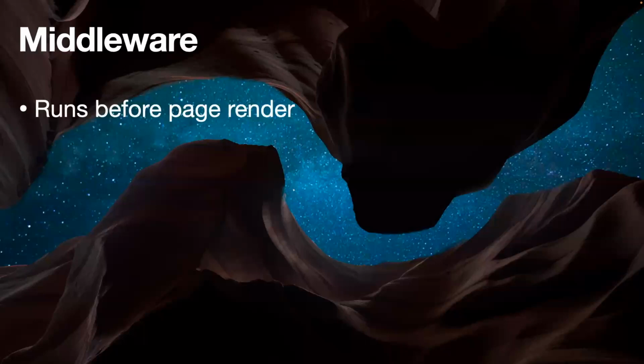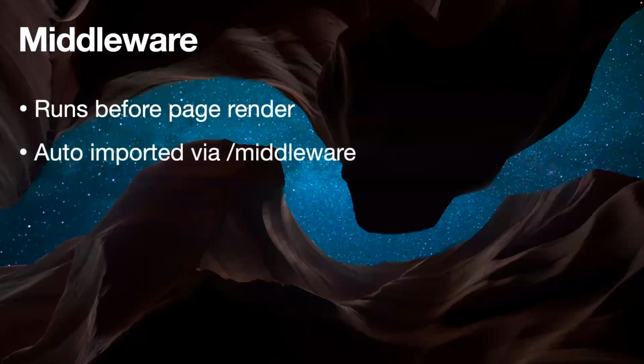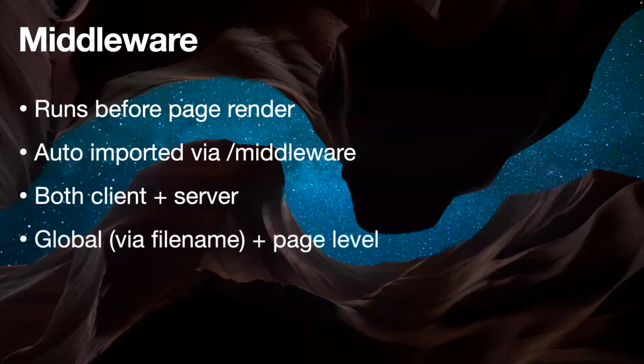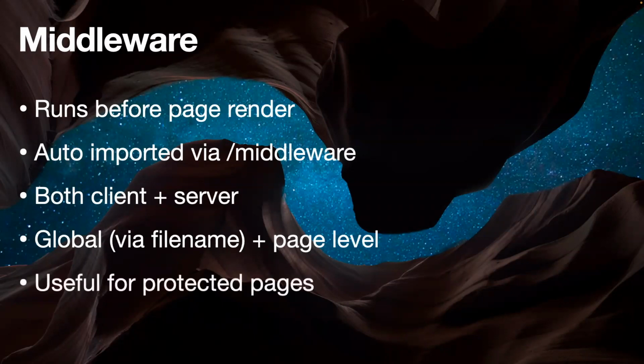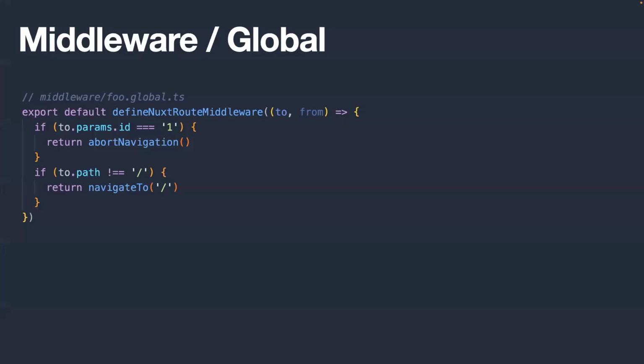So let's talk about middleware. This runs before each page render. So it'll do it both client side and server side, auto-imported via middleware. And as I mentioned, it's both client and server. And you can even have global middleware if you wanted to, which automatically is executed before all pages. Or you can specify which pages should execute a given piece of middleware. This is especially useful for protected pages where you need authentication.